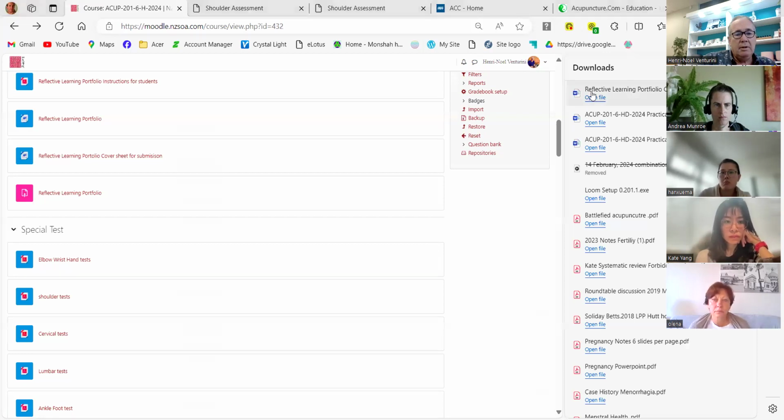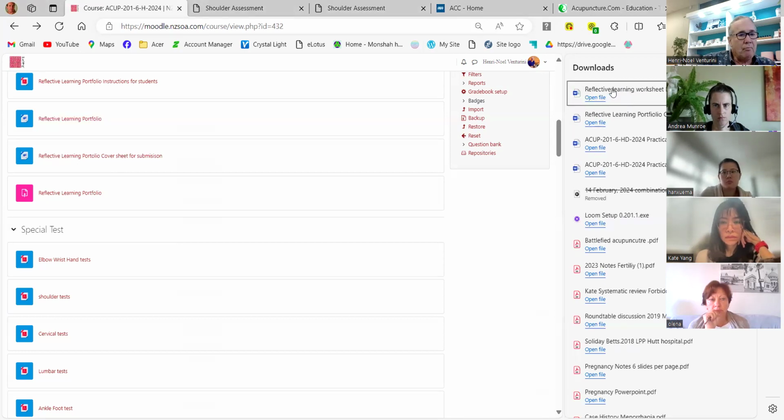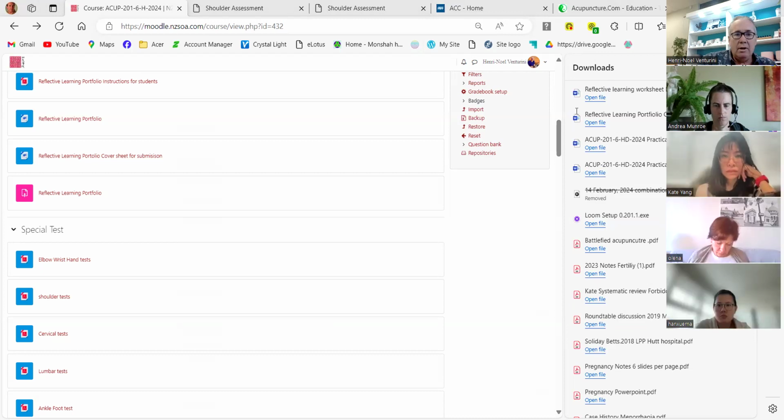So the template is a Word document, so it's easy to work on. And this is what it looks like. We've got learning portfolio 1, 2, and 3, all your details. So that's the template. And then we have the learning portfolio. It should be in there. Okay, there it is. This is the reflective learning worksheet. Your course code, learning activity, student name, of course, and a date.